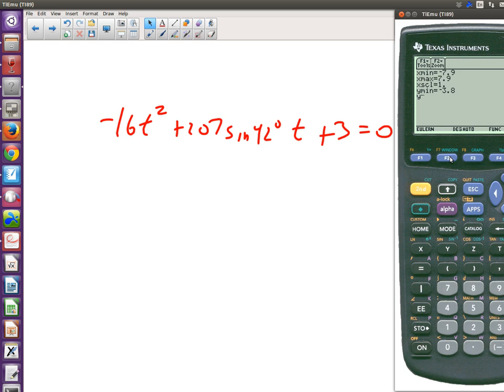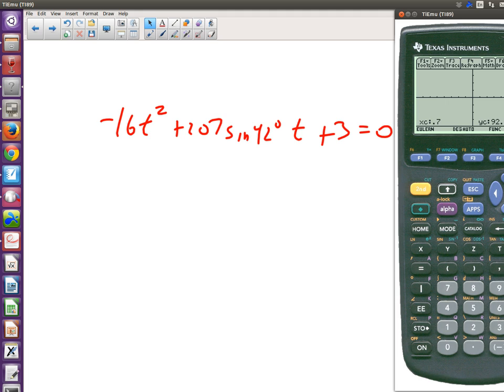Alright, second window, X res 1. Regraph. Okay, so trace. It should go through. There we go. Why didn't it say that? Okay, so it goes through 3, and then, well, how far does it go?